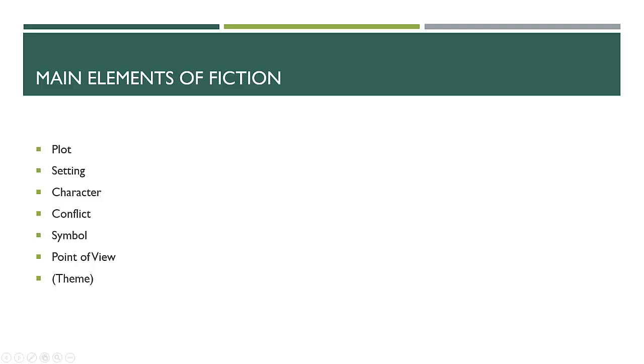Okay, these are going to be the main elements of fiction, and we are going to, as I said, spend some time discussing them throughout this year. We have plot, setting, character, conflict, symbol, point of view, and I've also added theme at the bottom.